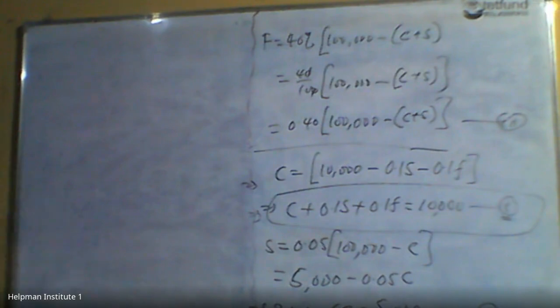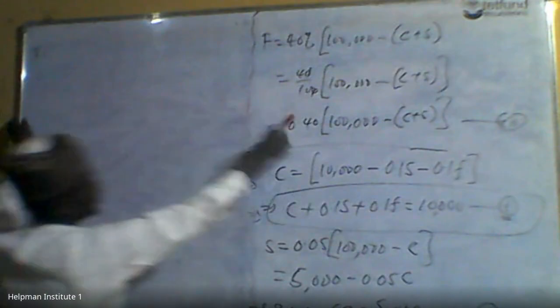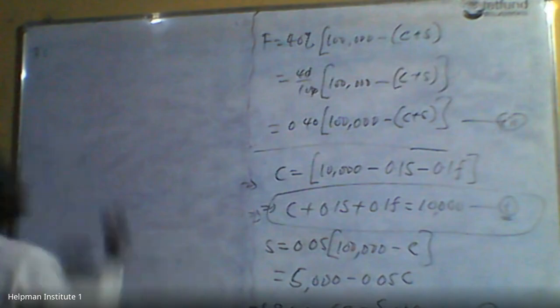So we now proceed to the federal contribution. Look at the result. So we have F equal to 0.40 times 100 is what?